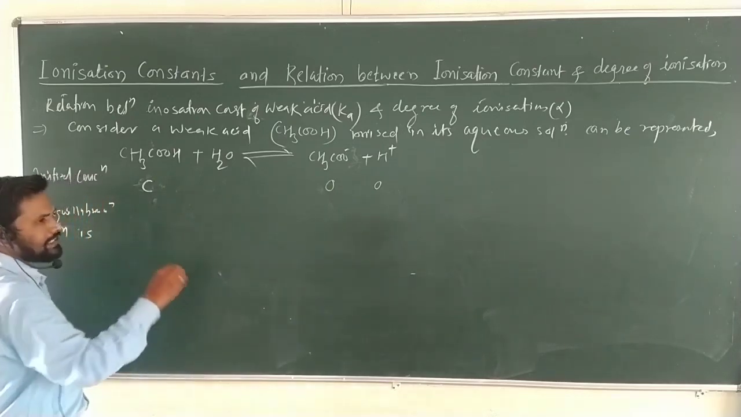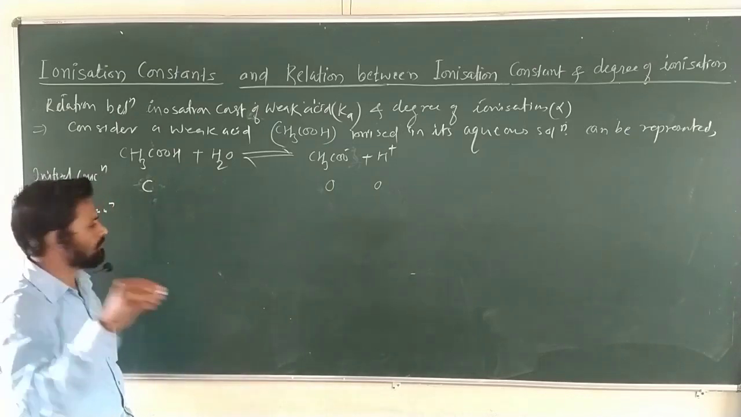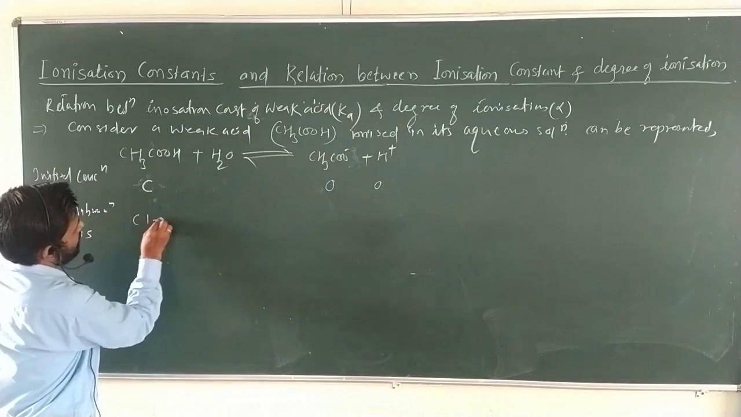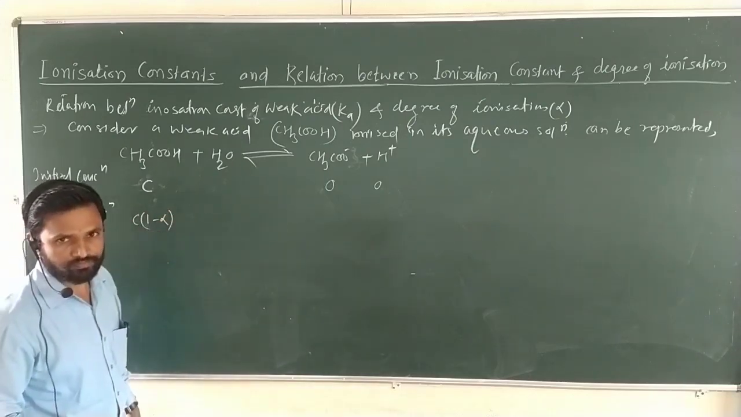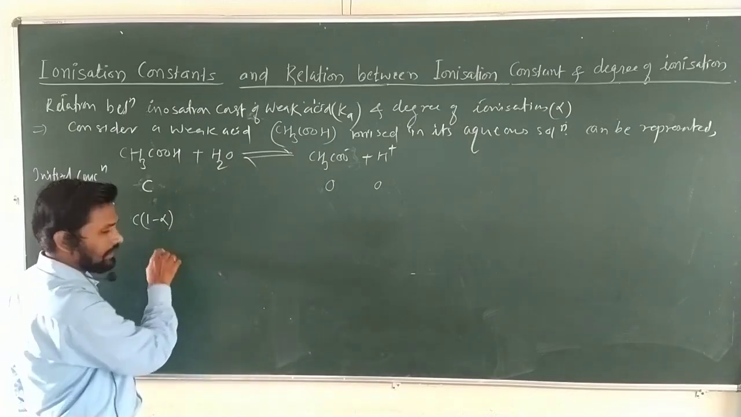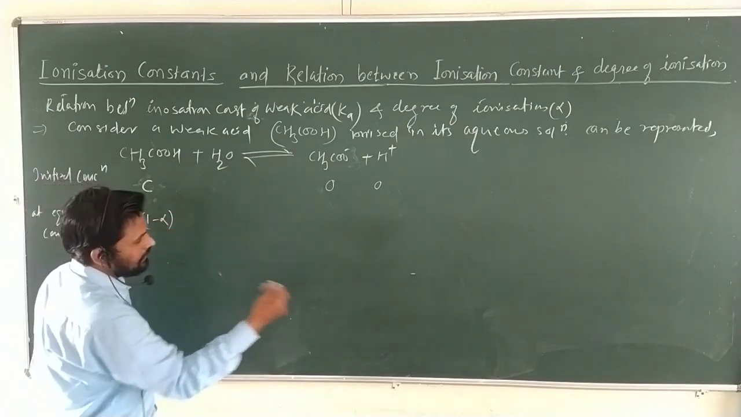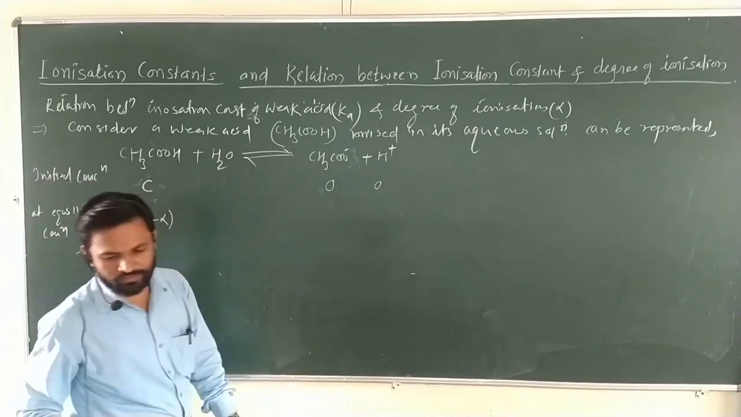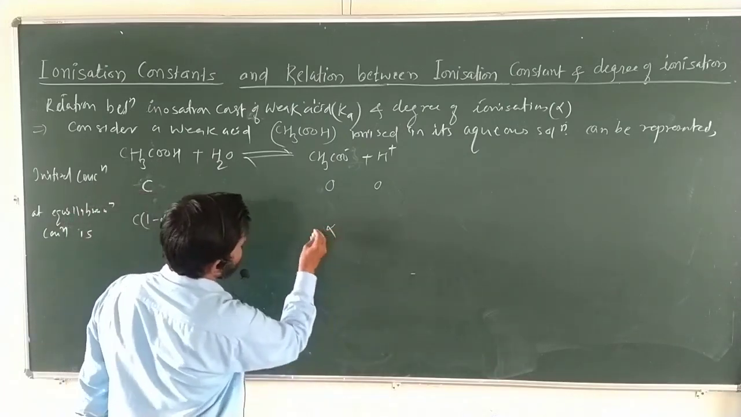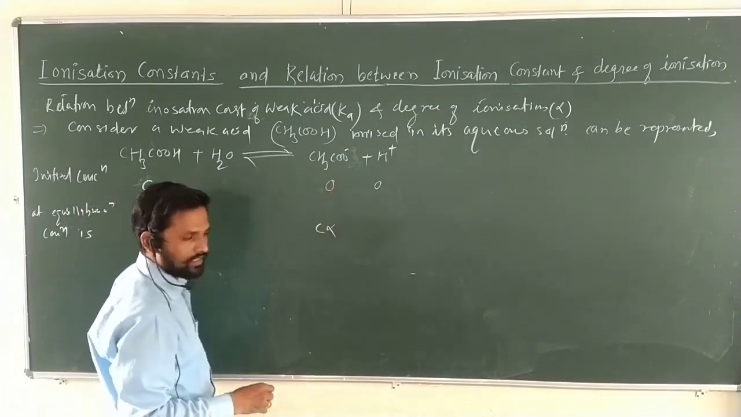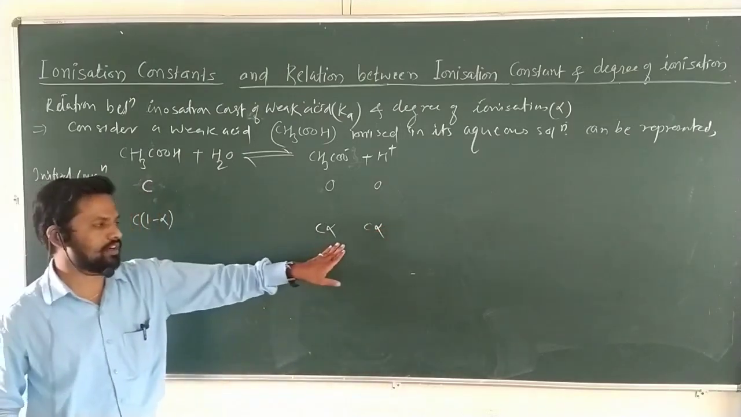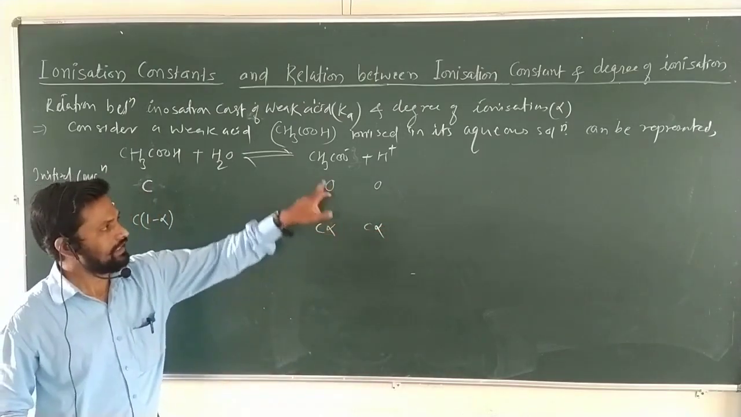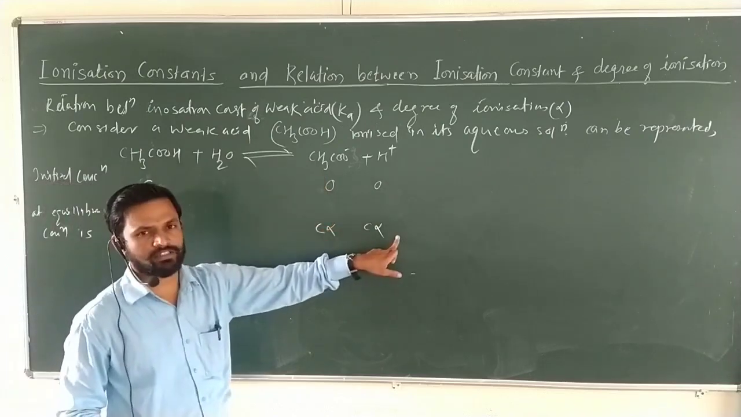So here the degree of ionization we express in terms of alpha. It means 1 minus alpha molecules remain in the equilibrium, while C alpha molecules of acetate ion and C alpha molecules of H plus ions are ionized. This is the concentration of acetate ions and H plus ions.